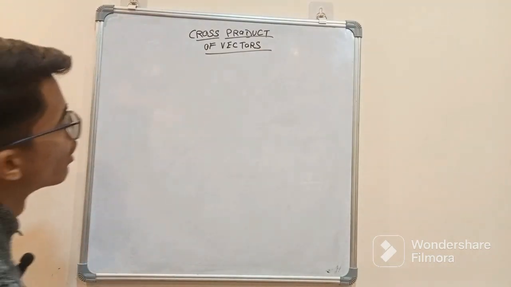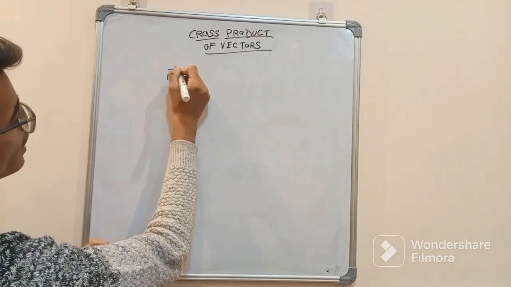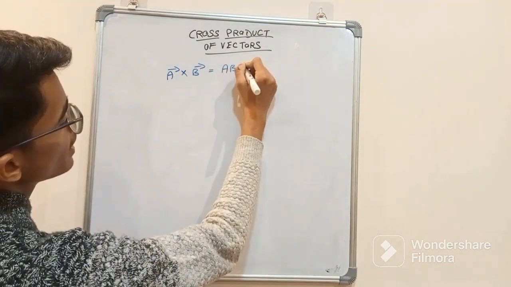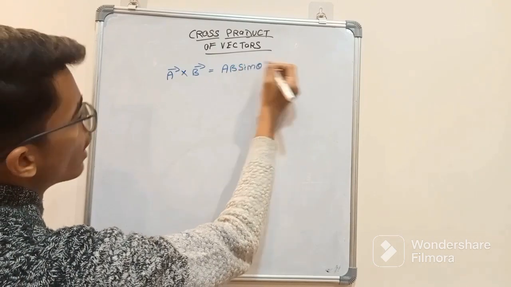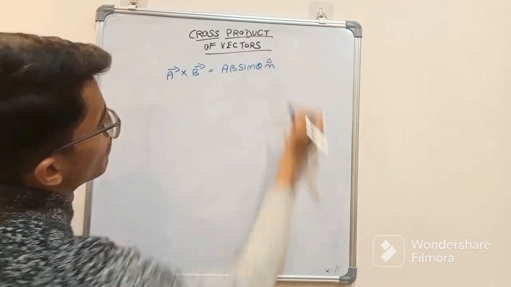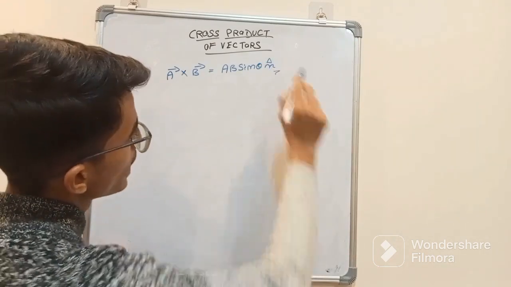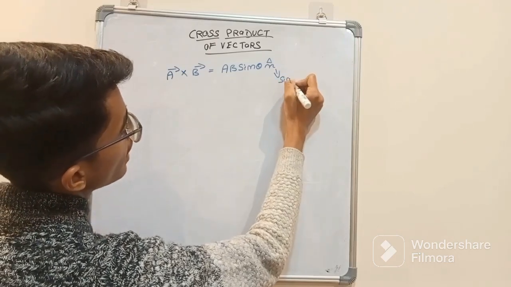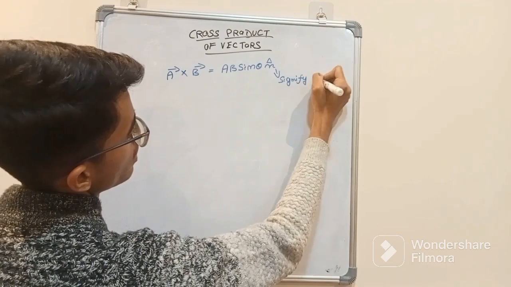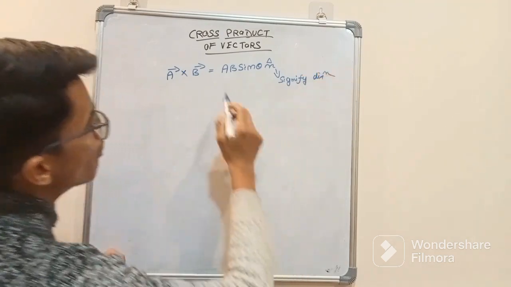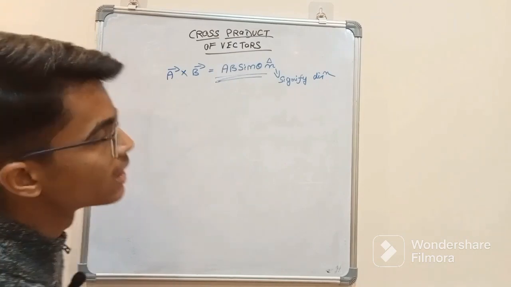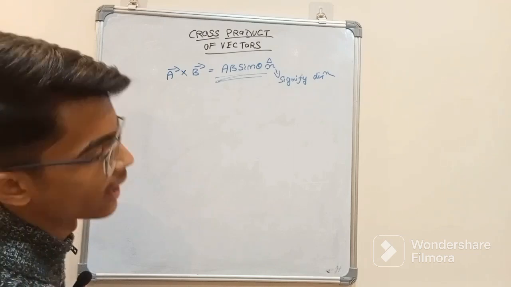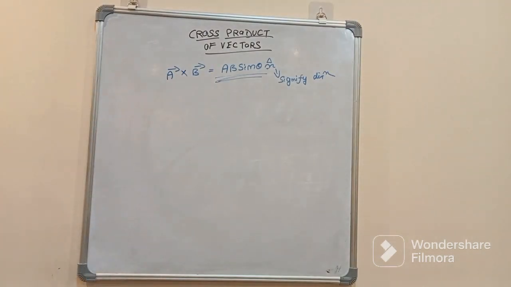Now we know A vector cross B vector will give us AB sin theta n cap. Now the question arises, why this n cap? So this n cap will signify direction. Basically we'll get AB sin theta, but it is a vector, so we need direction, so we add n cap to it.